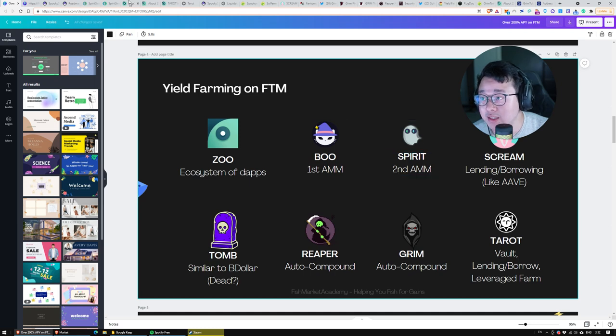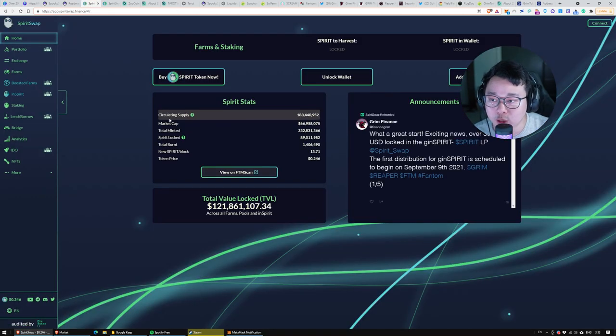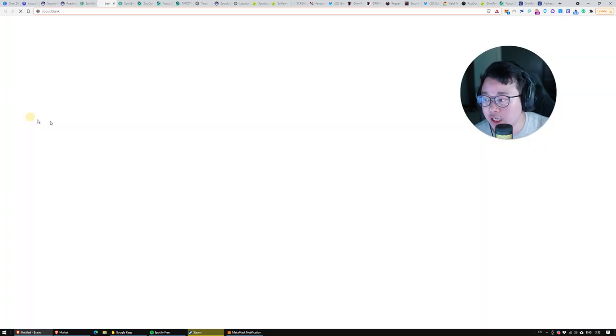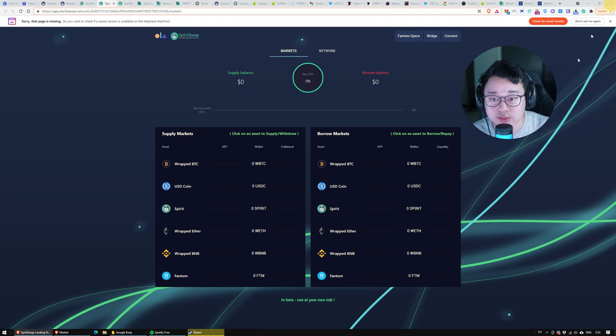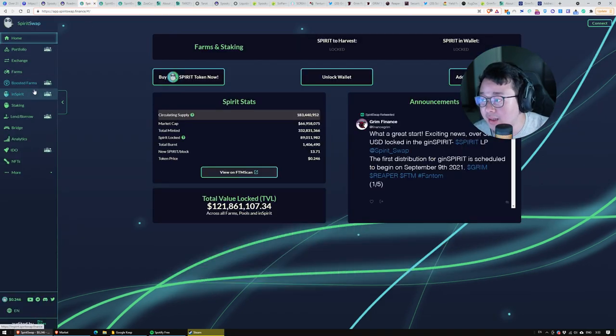And the next one is Spirit. So SpiritSwap is the second AMM on Fantom. I think they have more features than SpookySwap. They actually have a lending and borrowing mechanism called Ola Finance. I've not actually tried this out yet, but it looks very similar to Aave or Compound essentially. And then they have a feature similar to Curve Finance's veCRV, but they call it inSpirit.